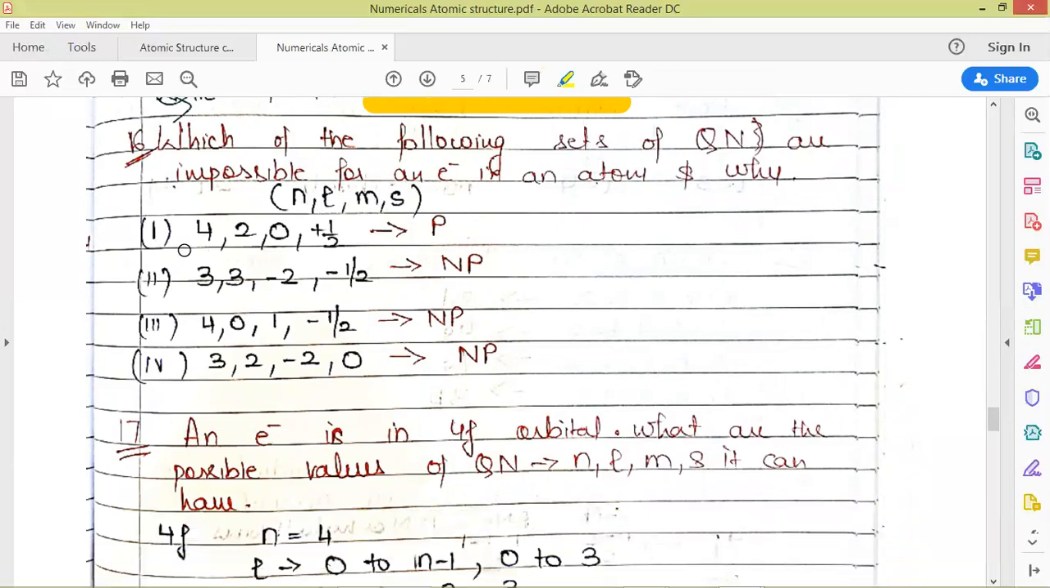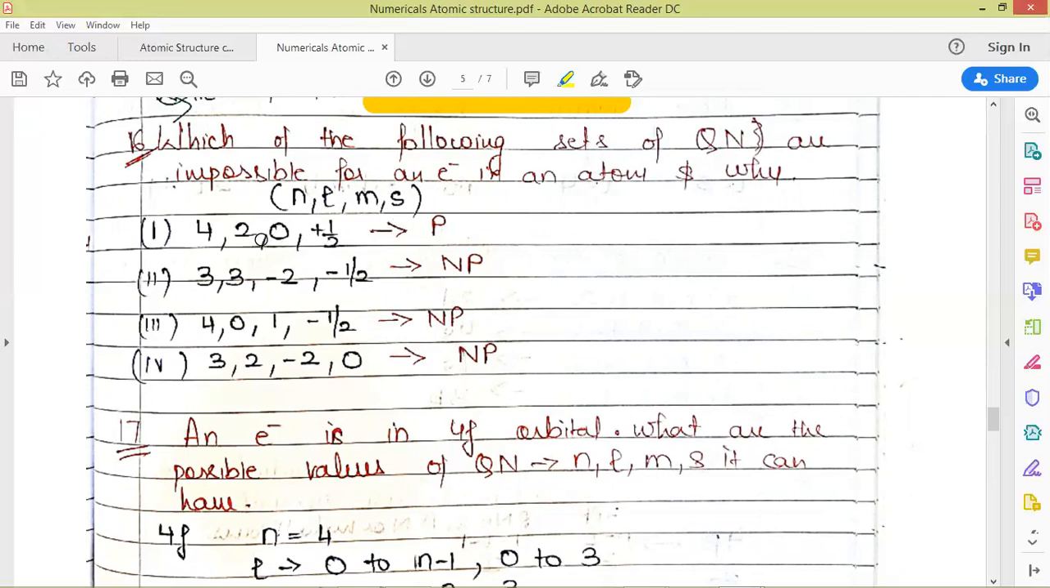So let us see the first one. First one is for the value of n, it is 4. That means shell number is 4. For that, a value of l as 2 is possible because l can have values 0 to n minus 1. So 2 is possible. And m can be minus 2 to plus 2. 0 is also possible for that. And spin is plus half.